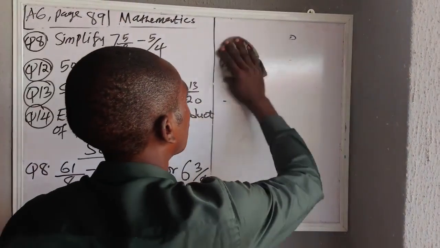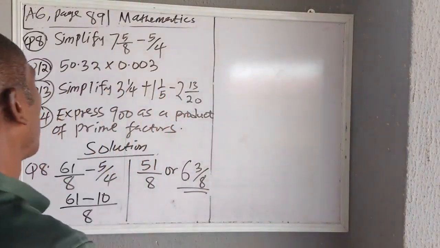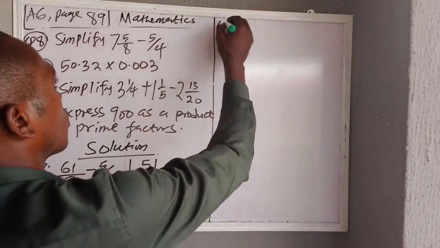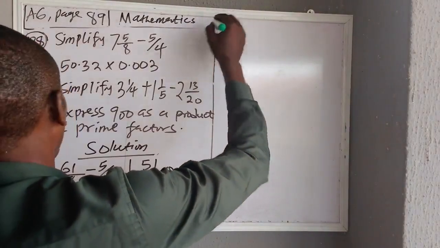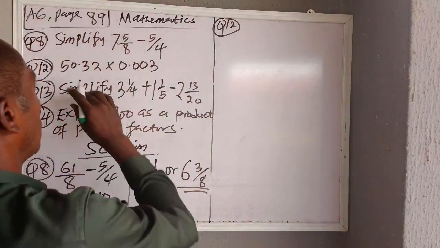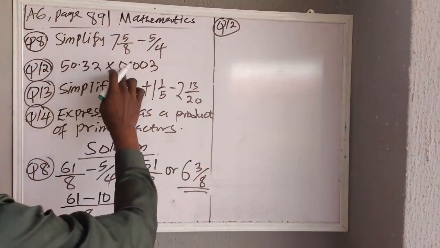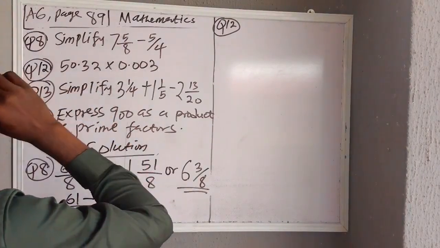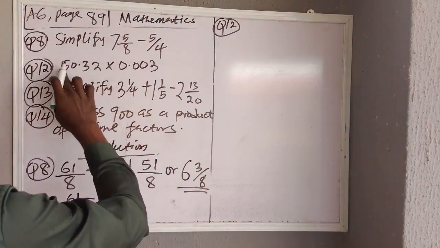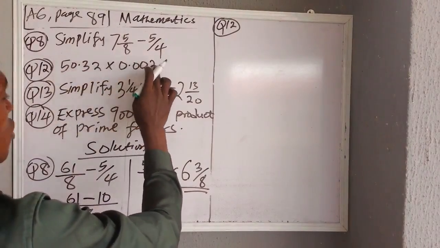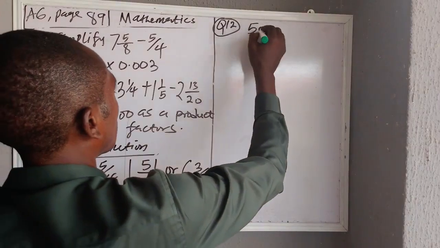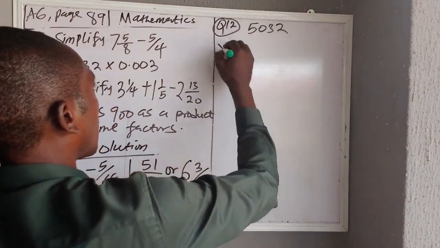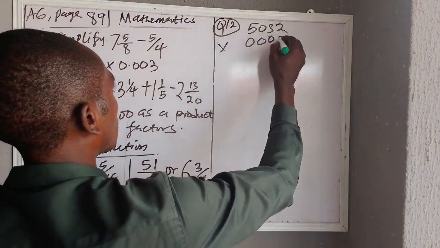Now, let's move to question 12. Question 12 is multiplication. So you have 50.32 times 0.003. You don't waste your time. Multiply them without the point. Check the ones that have more digits. 1, 2, 3, 4. 1, 2, 3, 4. So they are all the same. You also have 50.32 times 0.003.